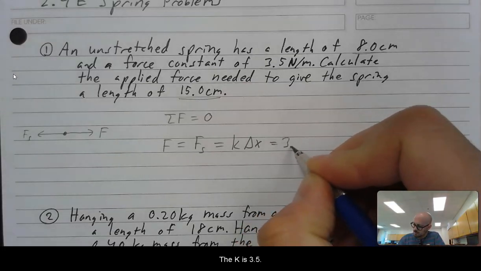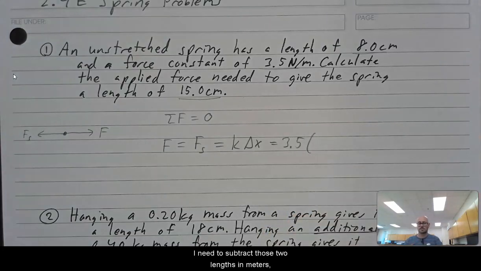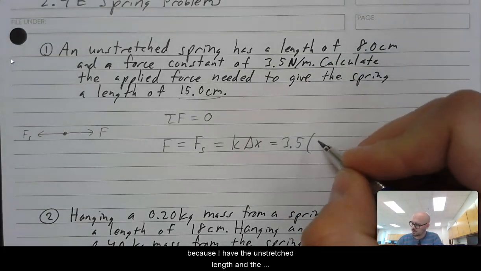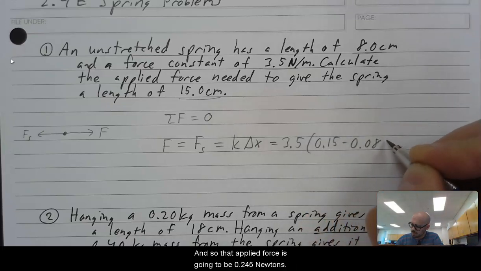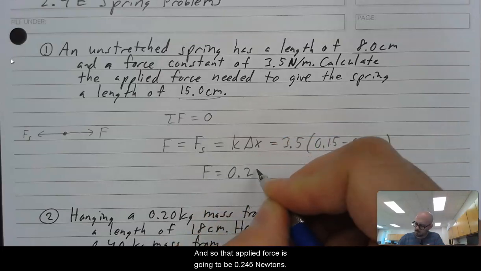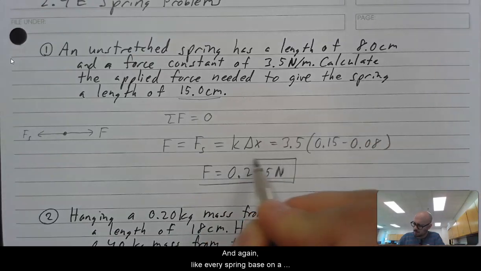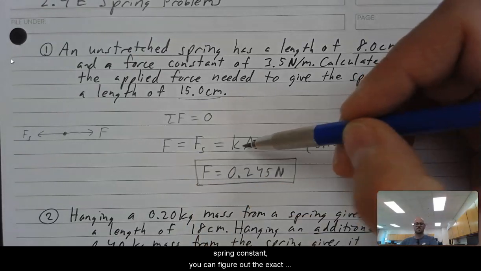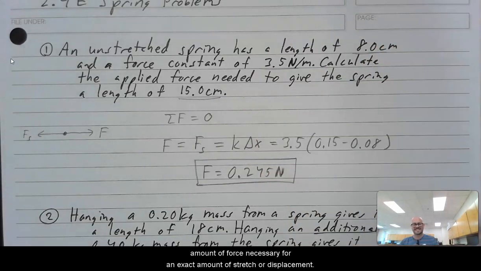The K is 3.5, and then to find the displacement of the spring, I need to subtract those two lengths in meters because I have the unstretched length and the stretched length. So it's going to be 0.15 minus 0.08. And so that applied force is going to be 0.245 newtons. And again, like every spring, based on its spring constant, you can figure out the exact amount of force necessary for an exact amount of stretch or displacement.